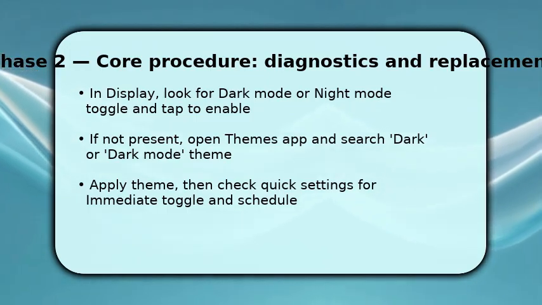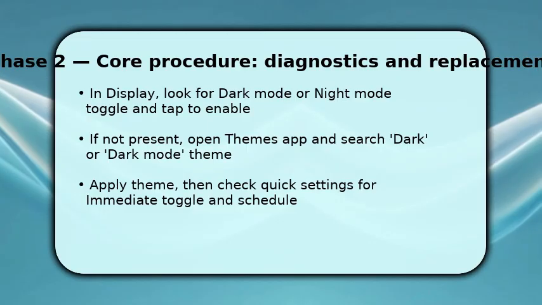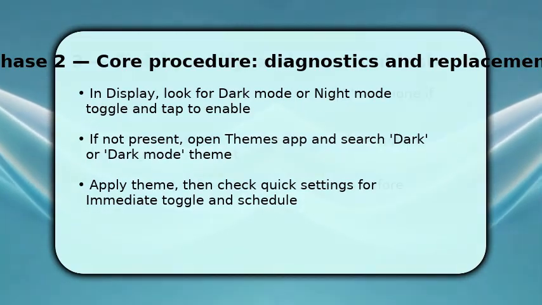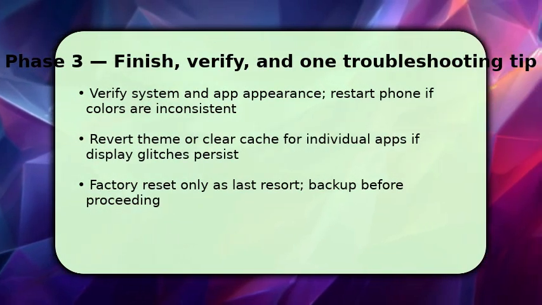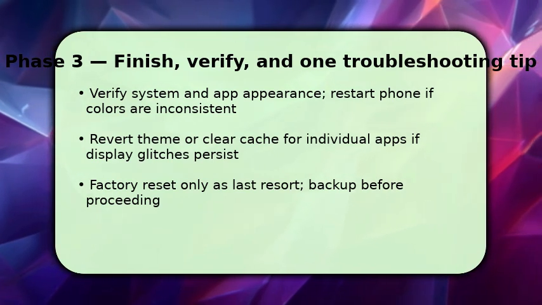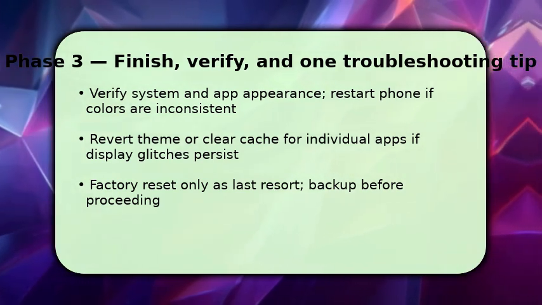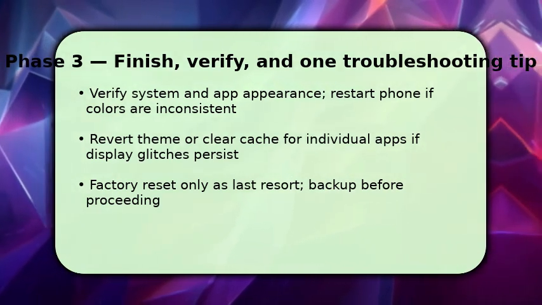You finish by validating and stabilizing the change. Inspect core apps and system screens. If a few apps still show light backgrounds, restart the phone to force theme refresh. If issues continue, clear the app cache or reapply the dark theme.